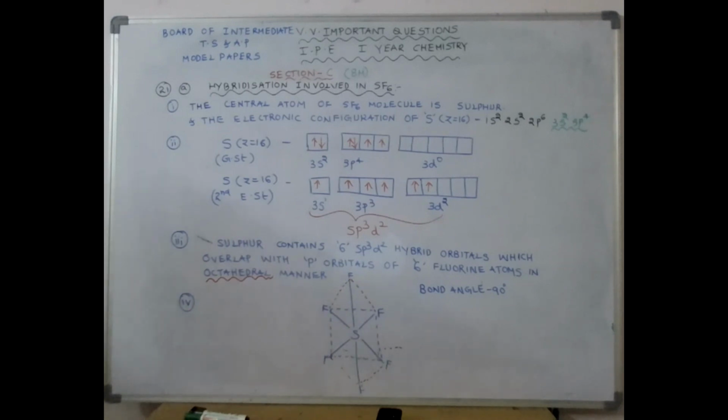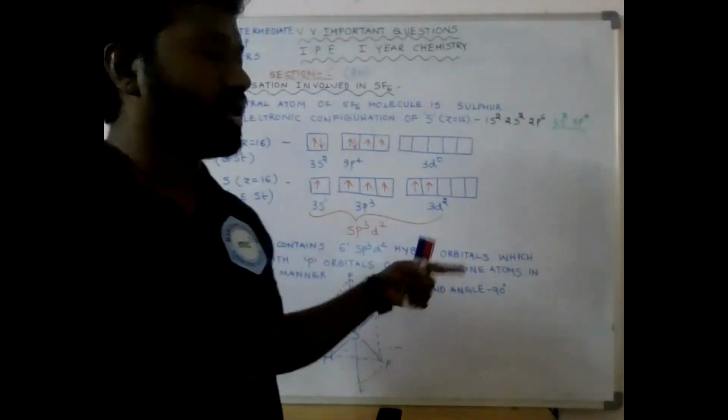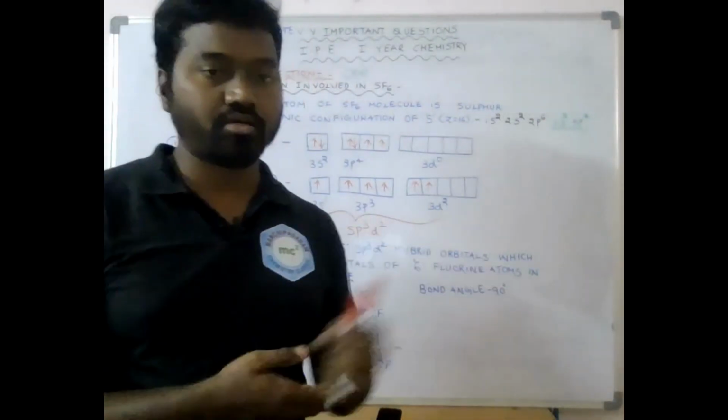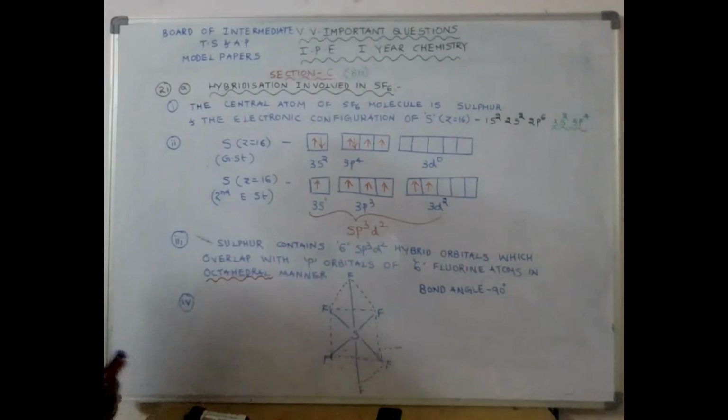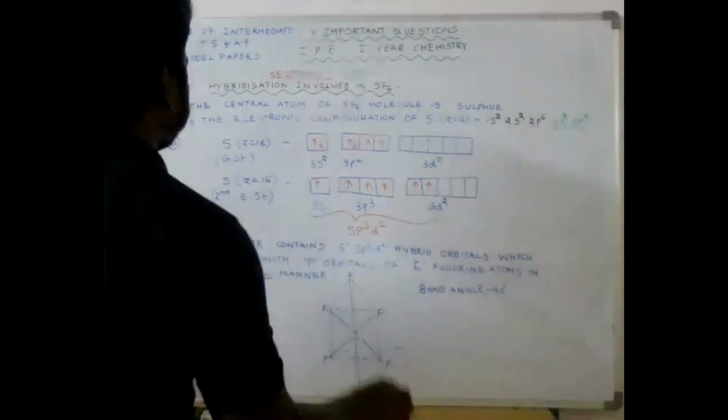In the first point, you should write the general electronic configuration. In the second point, you should write the orbital diagram. In the third point, you have to explain how many hybrid orbitals are overlapping with what. And in the fourth point, you have to draw the structure. Then you will get 4 marks. That's about half of the 21st question. Now we'll go for the remaining half.